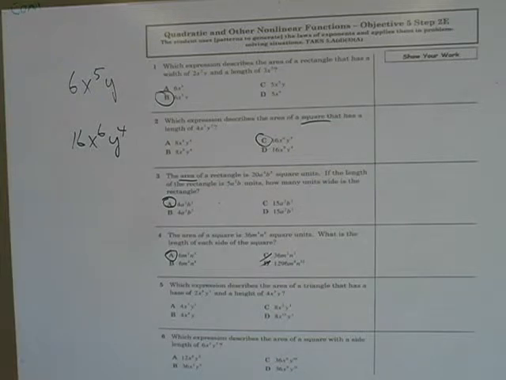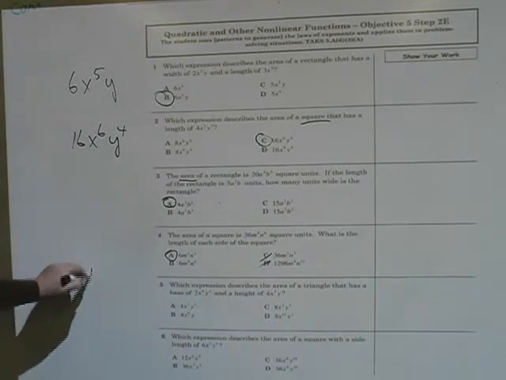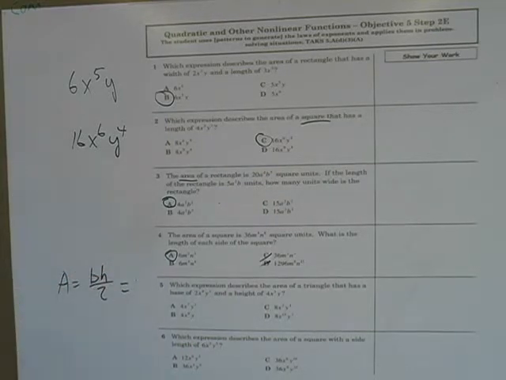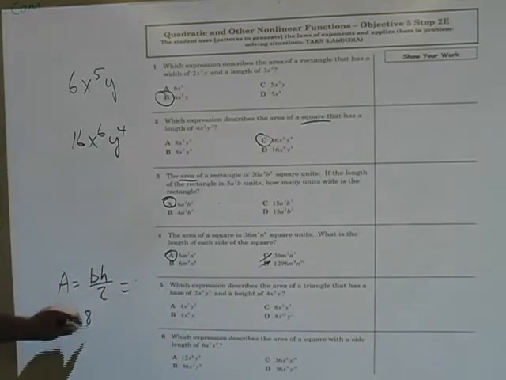Number 5. Area of a triangle that has a base of this and a height of this. Okay, there's nothing new here. This is just finding the area of a triangle. So base times height over 2. Okay, so we get 4 times 2 is 8.